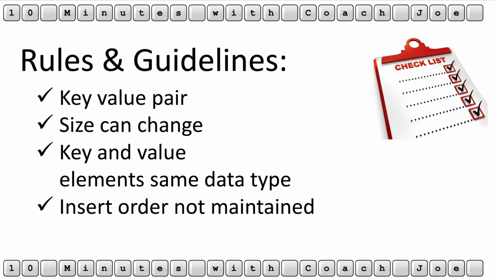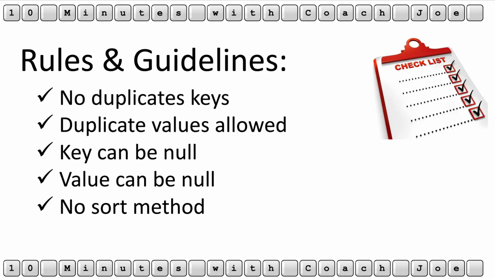The hash map will not maintain the order key-value pairs are added. Duplicate keys are not allowed. Duplicate values are allowed. A key can be null, a value can be null. A hash map does not offer a sort method.